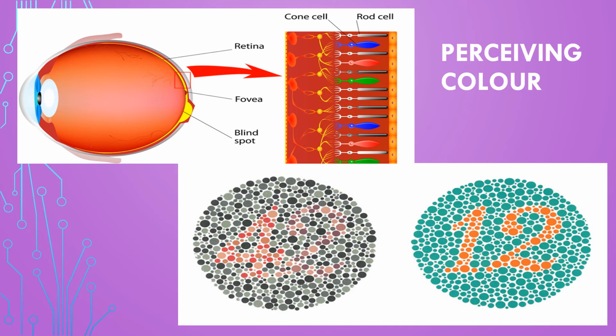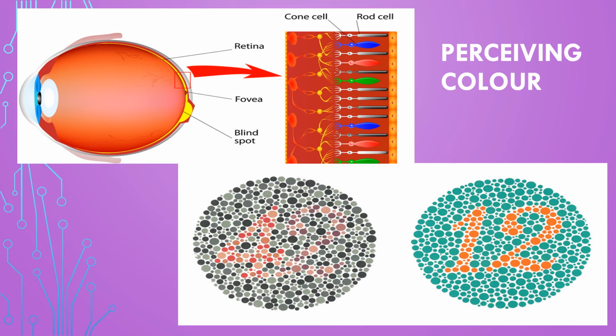So red, blue and green are there. If the brain is receiving a red and blue signal, then it perceives purple. If it is receiving red and green, then it perceives yellow. And if it is receiving messages from all three types, that is blue, red and green, then it will perceive white.